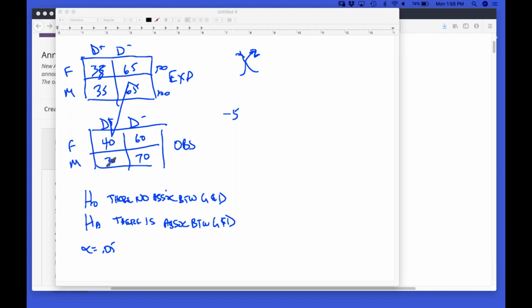Well, how about this next box? 30, and I'm going to take 30 and subtract 35, that's negative 5. And then I'm going to go to this box, 60 minus 65, wait a second, 40 minus 30, that was a plus 5, the first one. 40 minus 35, that's plus 5. 30 minus 35 is negative 5. 60 minus 65 is negative 5. And 70 minus 65 is plus 5.